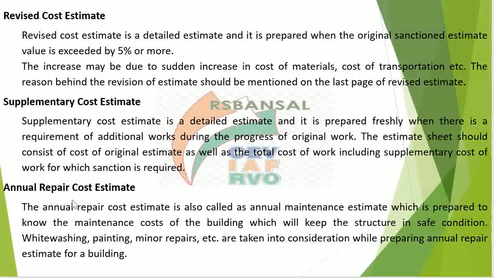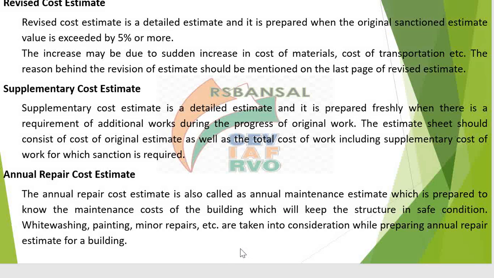So for that, an annual repair cost estimate is prepared to take sanction from the competent authority at the start of the financial year. The annual repair cost estimate is also called the annual maintenance estimate, which is prepared to know the maintenance cost of the building, which will keep the structure in safe condition. This includes whitewashing, painting, minor repairs, etc. They are taken into consideration while preparing the annual repair estimate of a building.